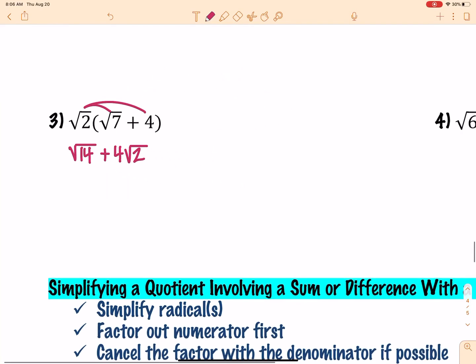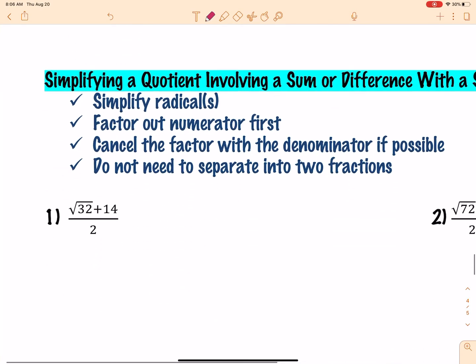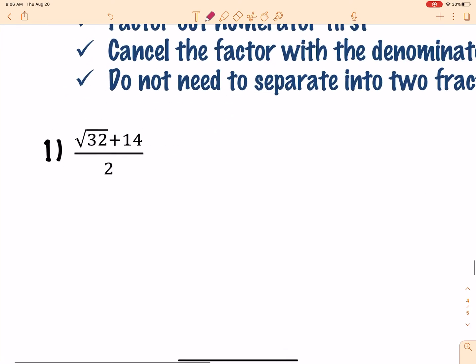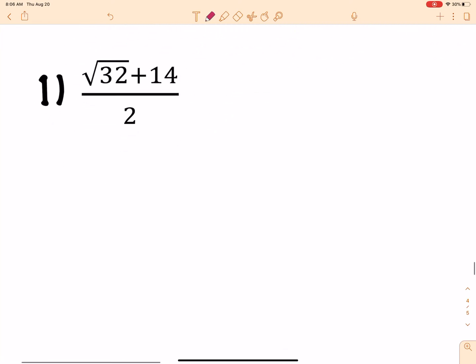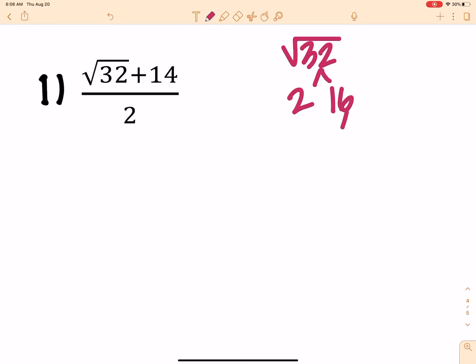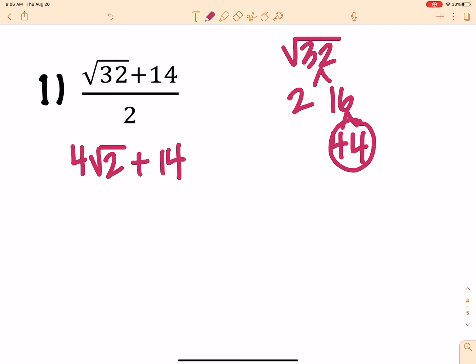All right, lastly, we're just going to simplify quotients. And it's pretty much the same thing that we were doing earlier with simplifying. So I want you to simplify your radicals first. So I'm going to do it actually to the side so we don't make messy work. So 2 and 16, 4 and 4. So simplify, I could rewrite this problem as 4 rad 2 plus 14 all over 2.